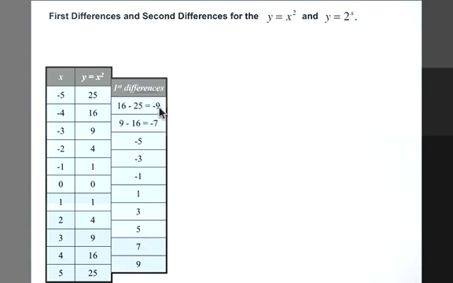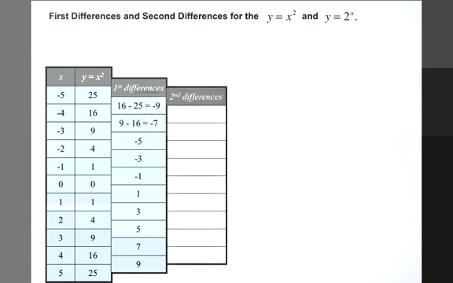Notice our first differences go from -9, slowly getting bigger, up to +9. Also notice that the first differences are not constant. If they were constant, this would be a linear function. But we know it's not. This is a quadratic function. So let's now look at the second differences. -7 minus -9 is 2. -5 minus -7 is 2. -3 minus -5 is 2. -1 minus -3 is 2. And what we're going to see here is that the second differences are a constant 2.